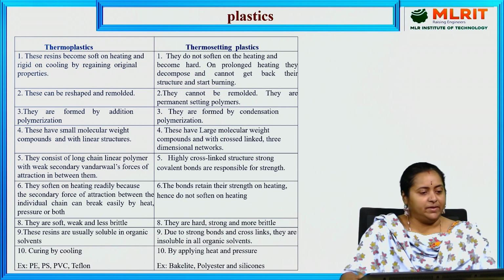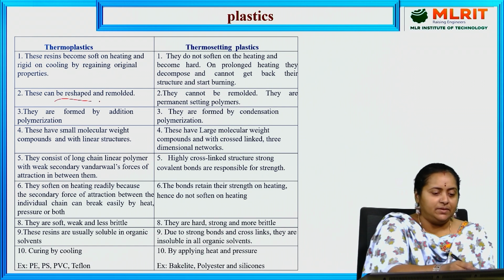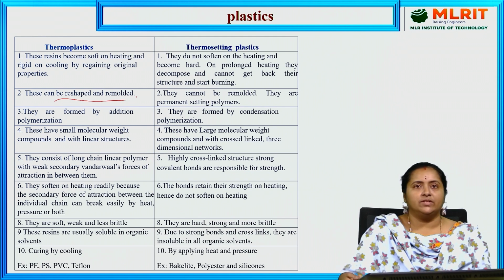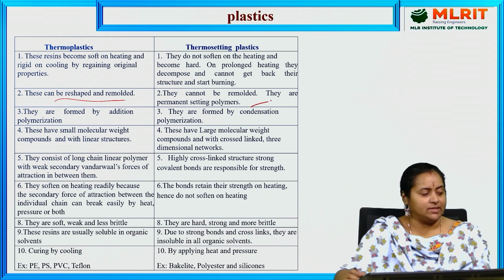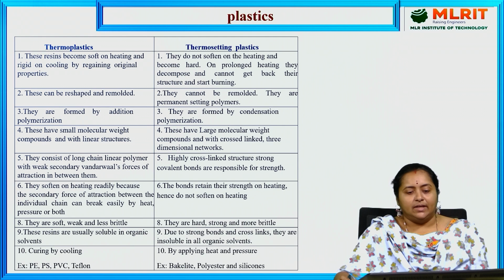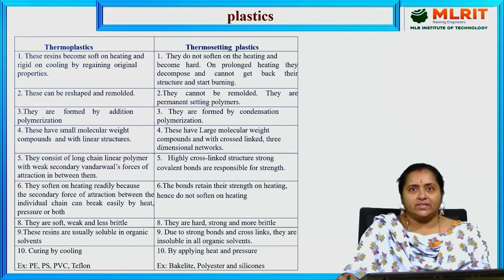So, based on this definition, we can come to the conclusion that thermoplastics can be reshaped and remolded. That is what we call being reclaimed. That means there is no wastage for this kind of plastic, that is thermoplastics. But that is not possible in the case of thermosetting plastics. These cannot be remolded, and once they are manufactured, their setting is permanent in nature.